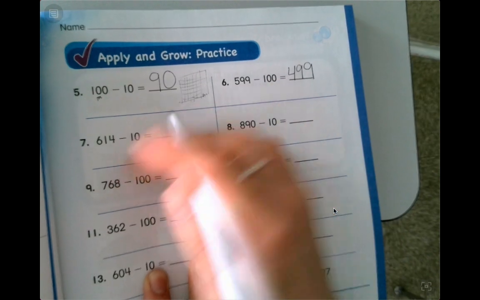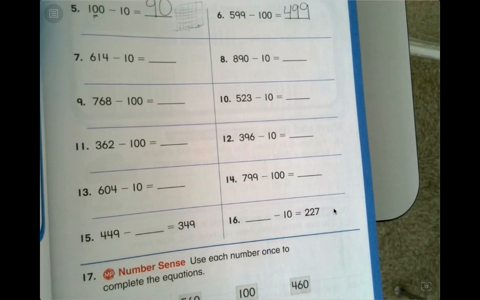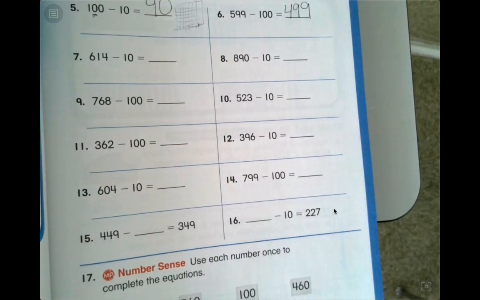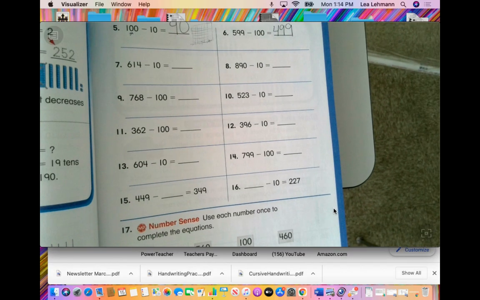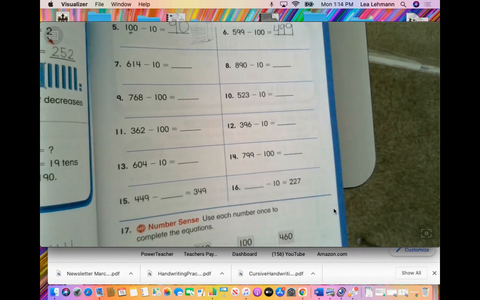Okay? Go ahead, and I think you guys can do these by yourself. Just take a minute or two, do 7, 8, 9, 10, 11, 12, 13, 14, 15, 16. So try all these by yourself, and I want you to just do them for about 2 minutes, and then we'll check your answers.